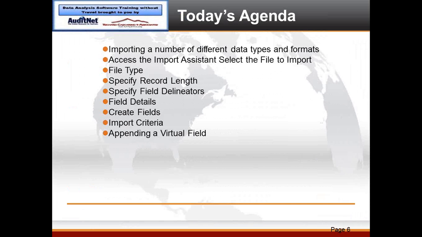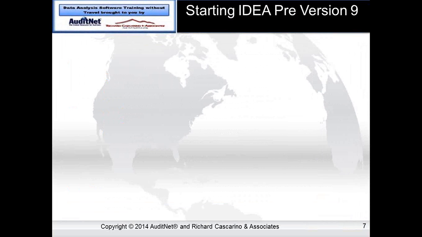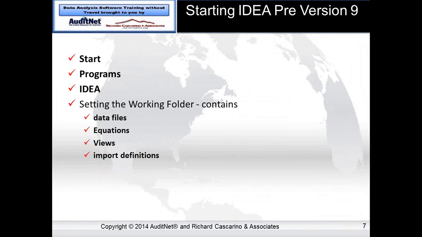As before, we'll start off with starting IDEA, on version 8 where you would start Programs, IDEA, and set the working folder to contain the data files, any equations, views, or import definitions. I've been asked, why do it on a working folder? Why are we using a copy of the data?